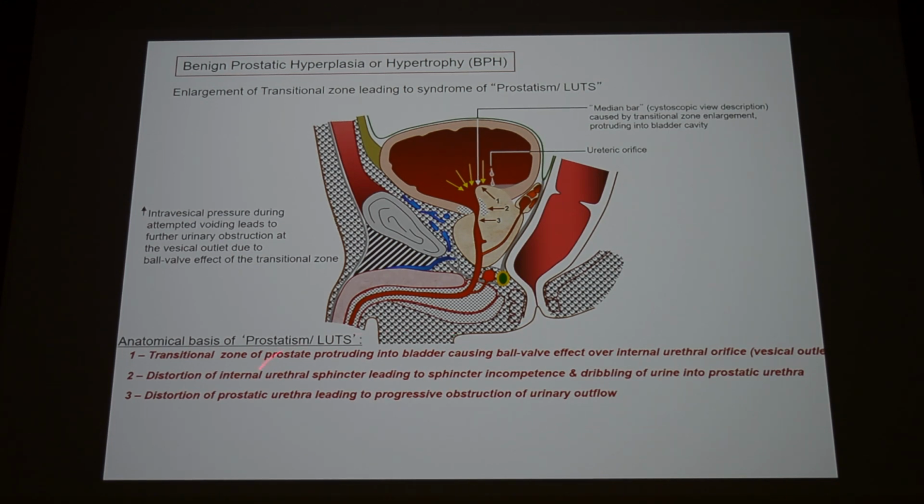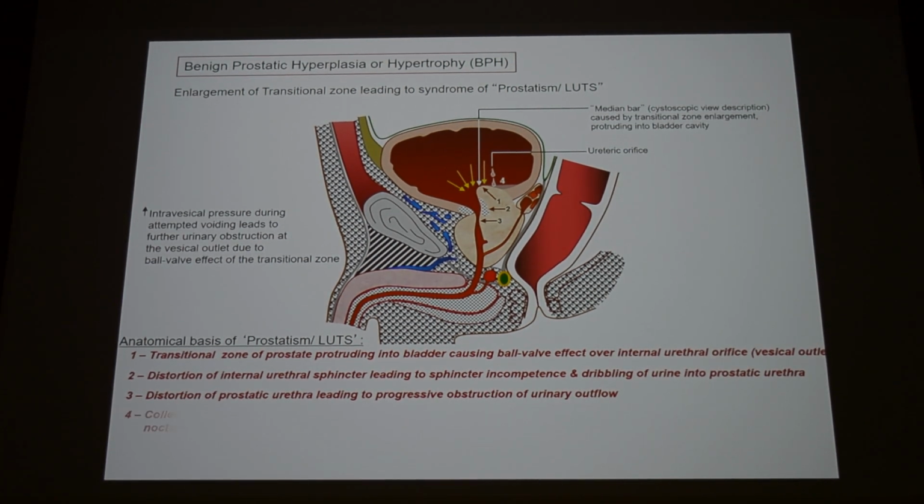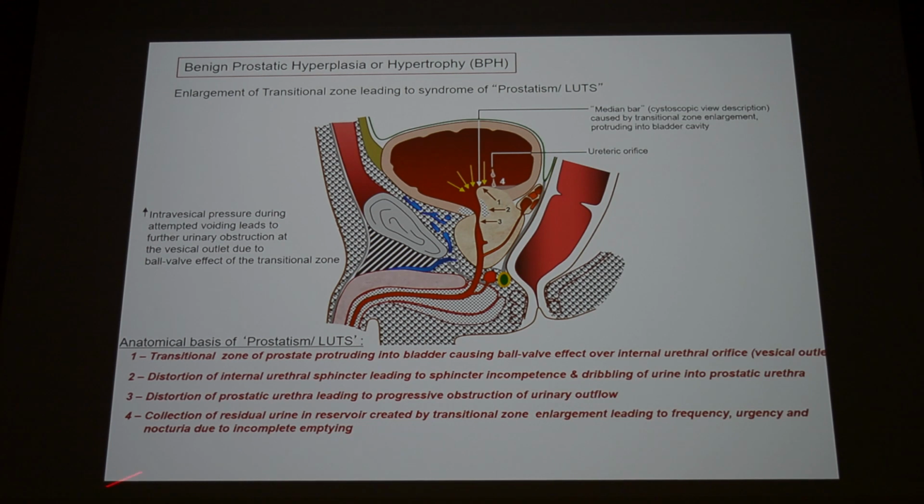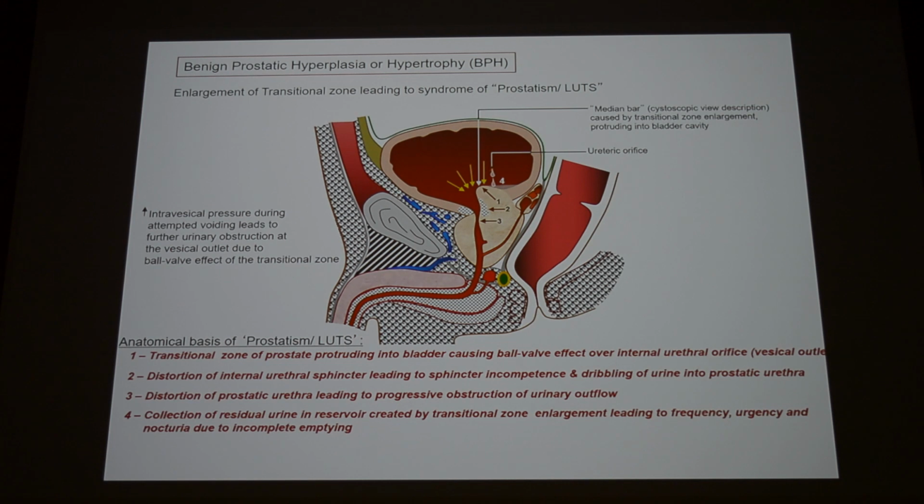So now, we were talking about, are we good with these changes? 1, 2, 3. So now, what happens next? So correction of residual urine. So even when they pass urine, still some urine stays in the bladder.